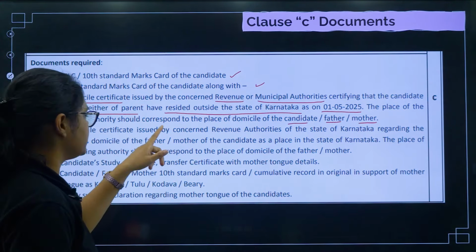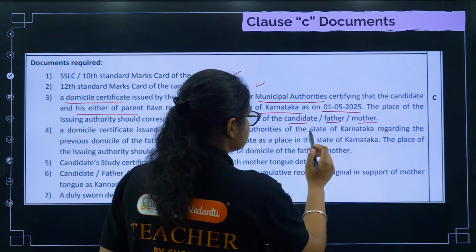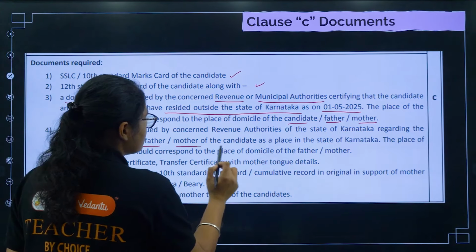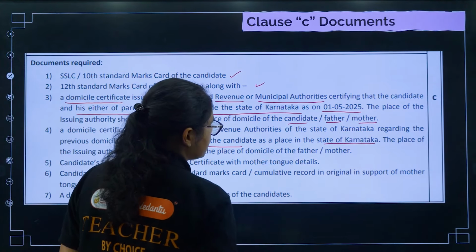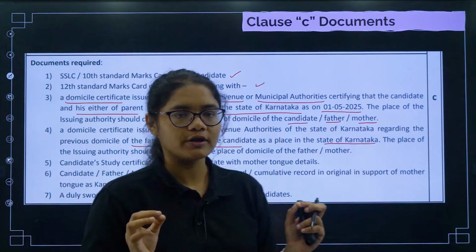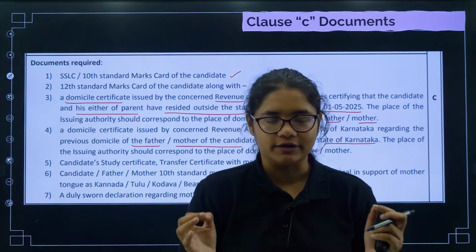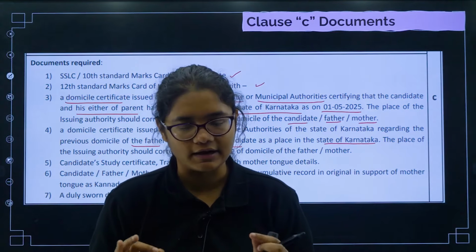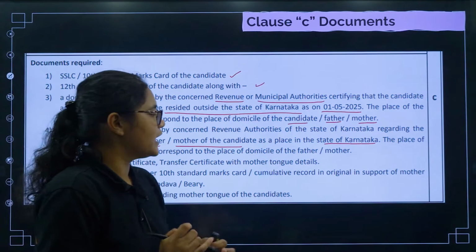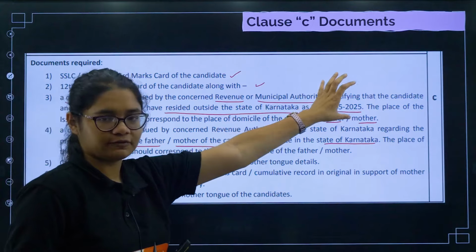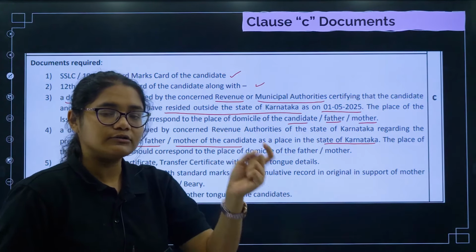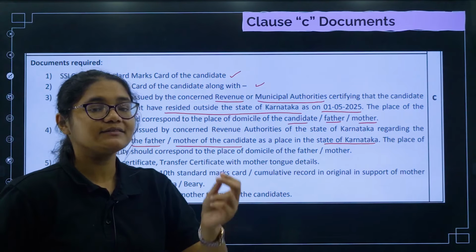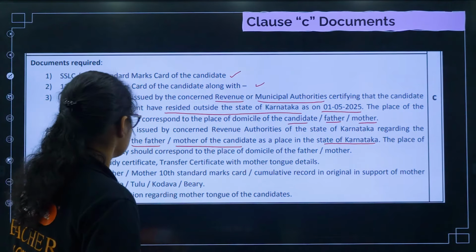Next, a domicile certificate issued by the concerned revenue authorities of the state of Karnataka regarding the previous domicile of the father or mother of the candidate as a place in the state of Karnataka. Now see, if your mother tongue is Kannada, then definitely your parents were sometime living in Karnataka, now they are outside Karnataka, right? So that means you have to first give a domicile certificate that you are staying outside. Then you also have to provide a domicile certificate where either of your parents were staying in Karnataka. That proof can be given.